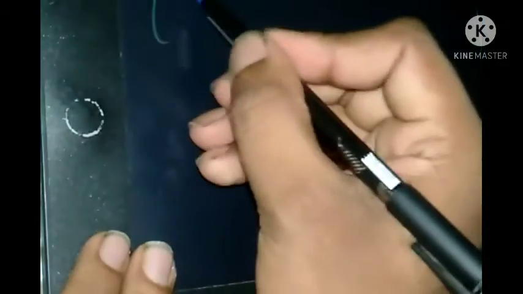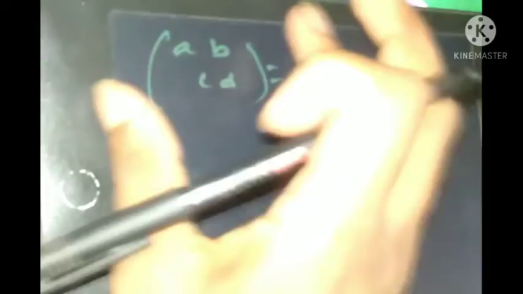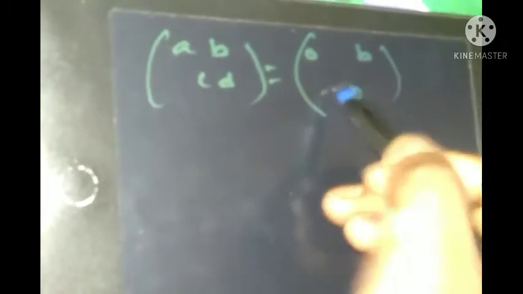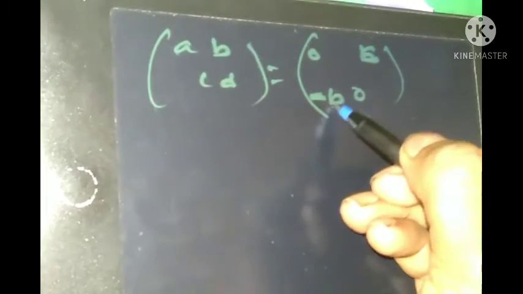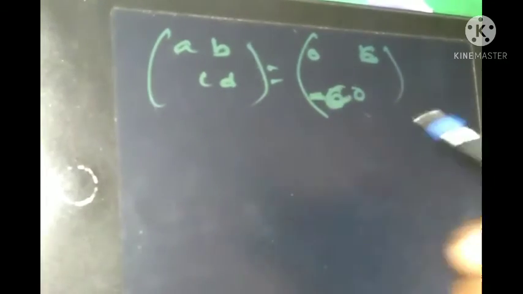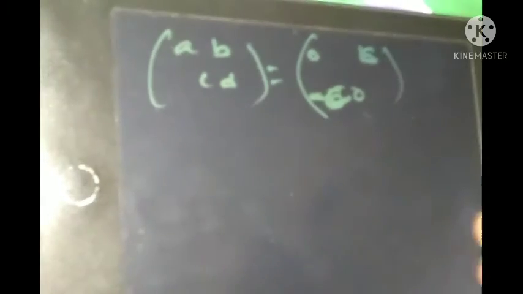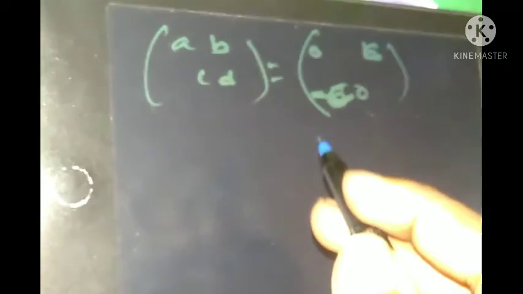That means if a b c d is equal to, you take this matrix where the diagonal elements are zeros. If one element comes as b, the opposite element comes as minus b. If one element comes as c, the opposite element comes as minus c, the negative of that element. Always take note, in a skew symmetric matrix the diagonal elements are always 0.